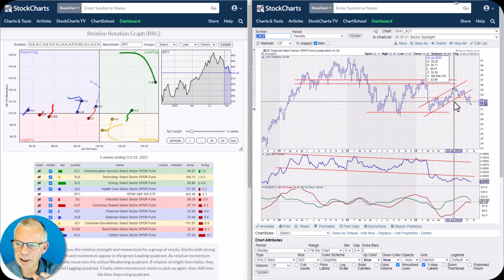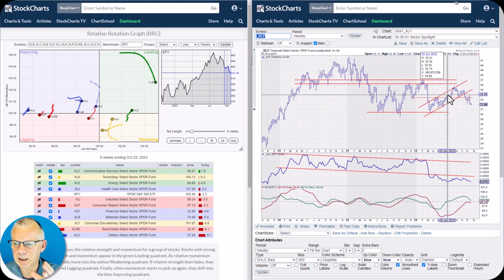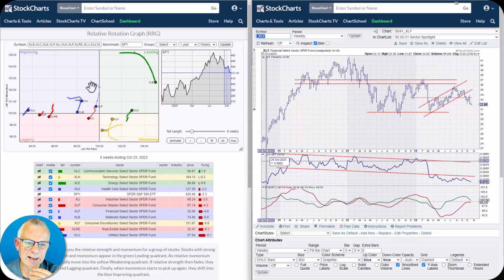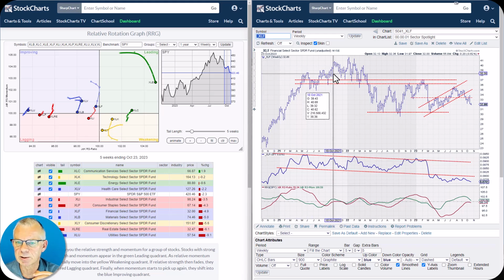Financials getting weaker and weaker. You can see how a series of lower highs and lower lows is now in place. We just broke below the previous low, and that's being confirmed by weak relative strength, and that's the tail moving. It didn't even make it to the leading quadrant. It's just rolled over and is now heading lower towards the lagging quadrant.